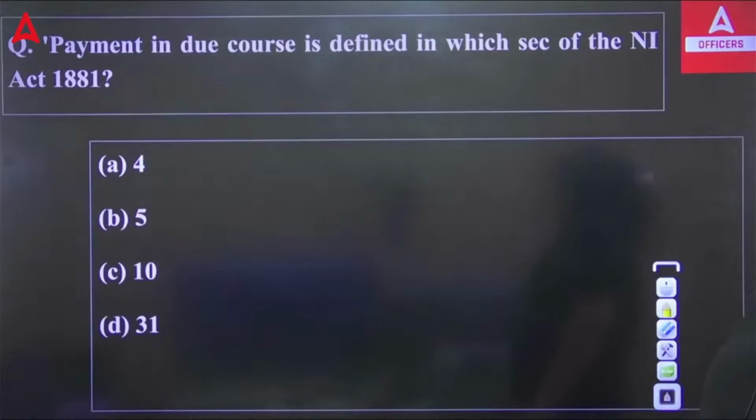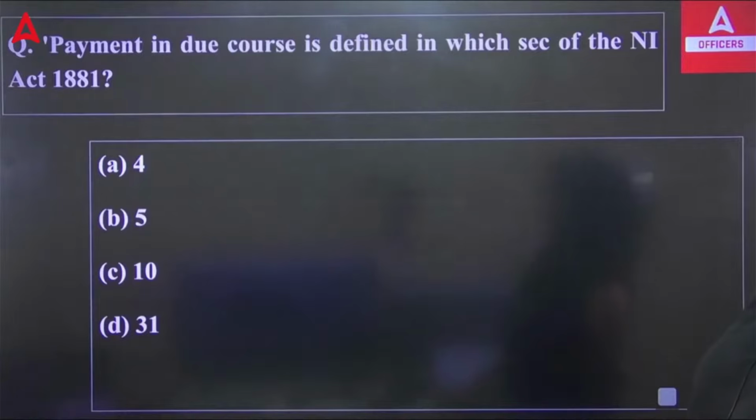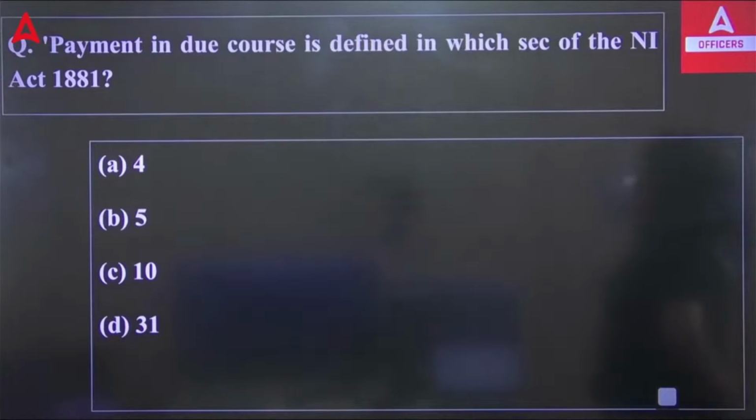Which particular section talks about the payment in due course? So, what actually does payment in due course mean? When we talk about payment in due course, it defines making the payment according to the apparent tenor of the instrument, in good faith and without negligence, to any person in possession thereof, under circumstances which do not afford a reasonable ground for believing that he is not entitled to receive payment of the amount therein mentioned.